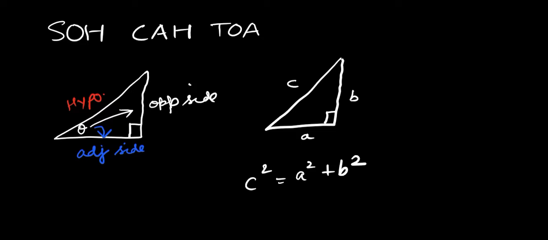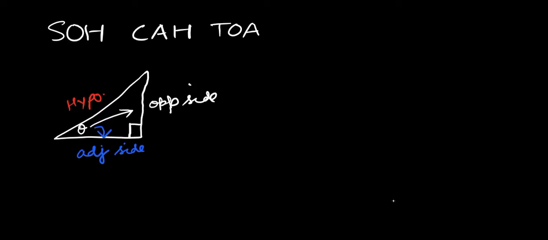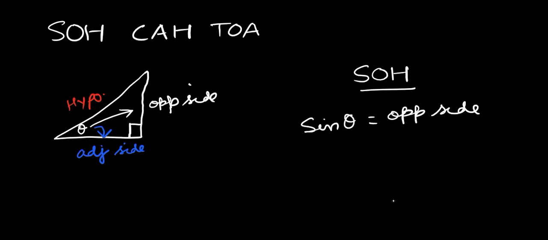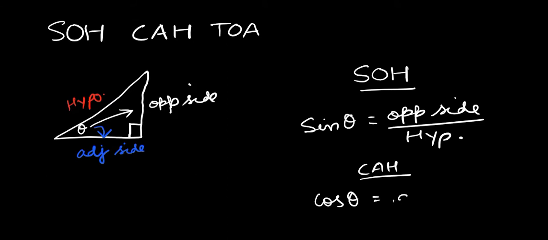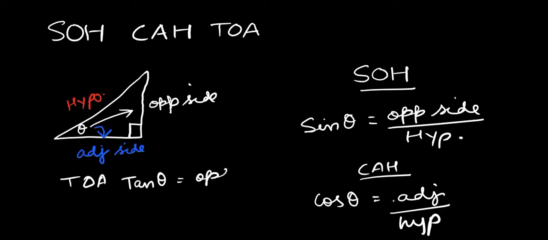Now let's talk about the 6 trigonometry functions, starting with sine, cosine and tangent. According to SOHCAHTOA, sine theta is the opposite side over hypotenuse, cos theta is adjacent side over hypotenuse, and tan theta is opposite side over adjacent side.